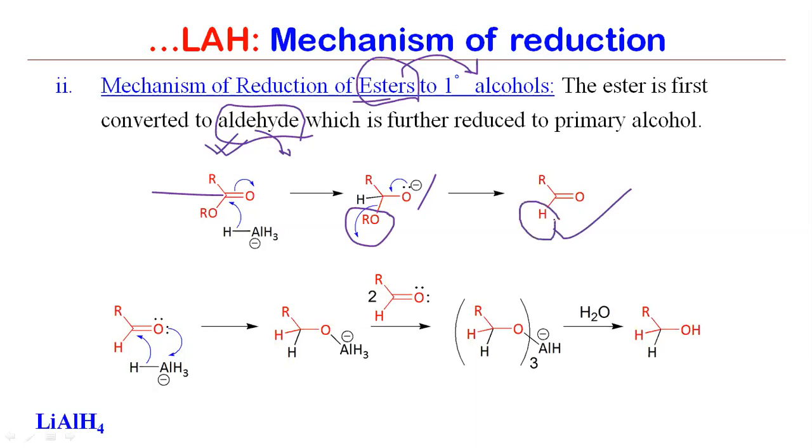And once aldehyde is there, the rest of the mechanism is similar to what we have discussed previously. Here the hydride will attack and then alkoxide ion will be formed. It will further undergo reduction to generate this alcohol. So in case of ester, whenever we discuss the reduction of ester using this LAH, we should remember that the intermediate which is formed is aldehyde, and that will further undergo reduction with LAH to give the primary alcohol.